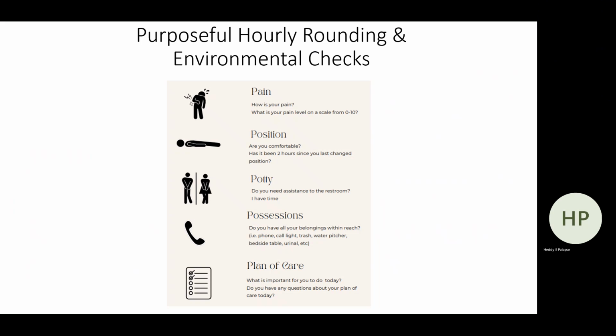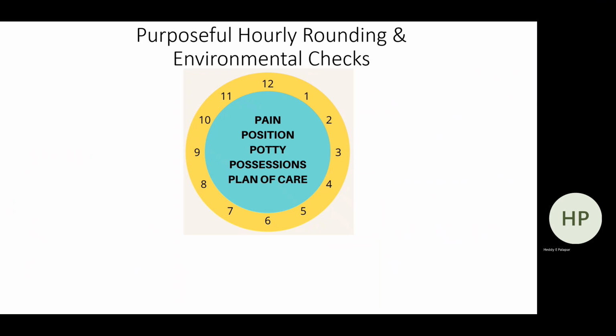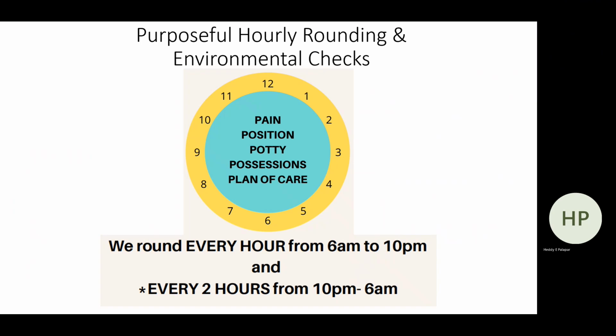Ideally, purposeful rounding shall be done every hour from the hours of 6 a.m. to 10 p.m. and every 2 hours from 10 p.m. to 6 a.m. Purposeful rounds is a shared responsibility among staff on the unit, including ADAs, NAs, relief RNs, and primary RNs.